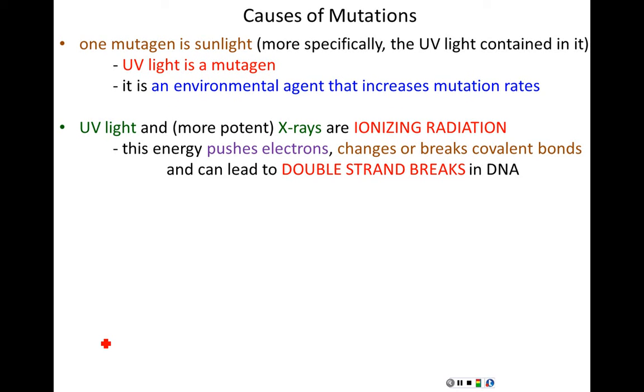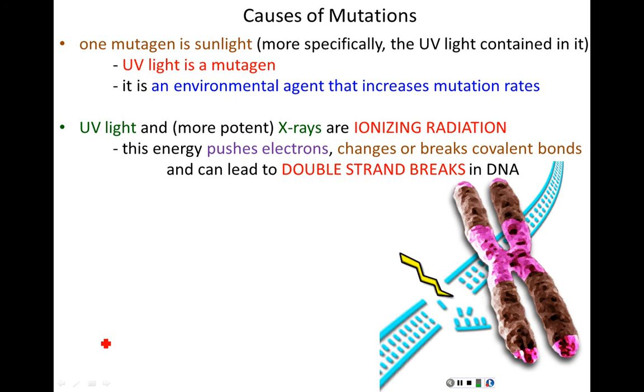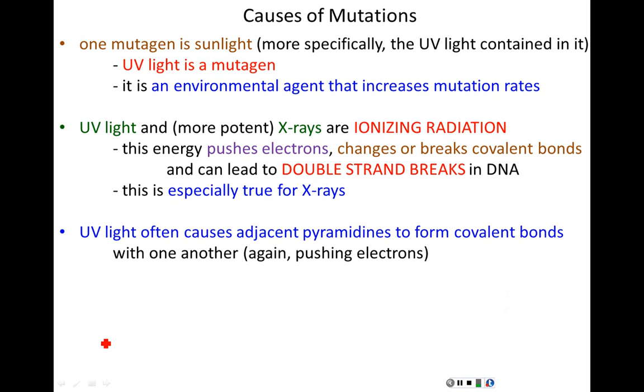Anytime you push electrons, what are you doing? You're creating and breaking covalent bonds. When you do this to DNA, the bonds you break tend to be the bonds of the phosphate sugar backbone. And so ionizing radiation typically results in double-strand breaks of DNA. Oh, these are awful. X-rays especially do this. This is why the number and amount of X-rays you're exposed to each year must be monitored and protected against.